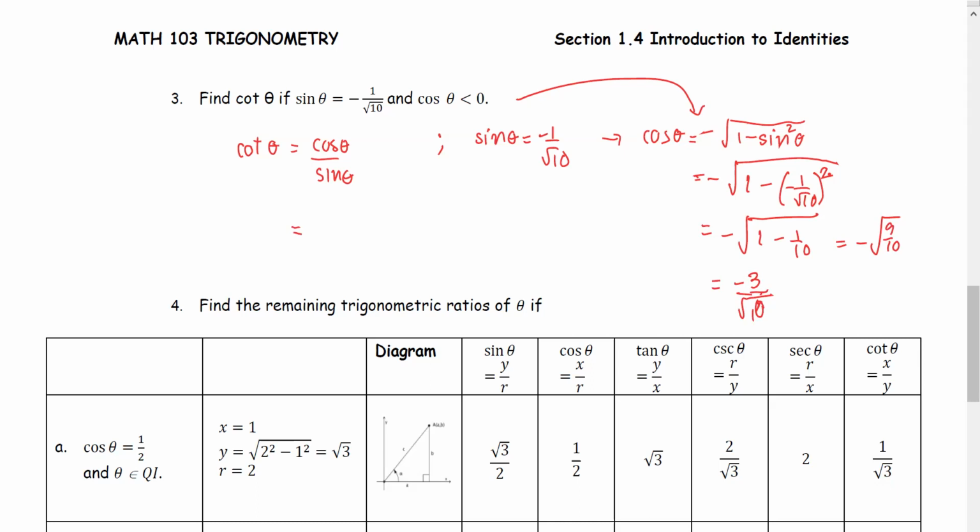The cosine theta is negative 3 over square root 10 divided by the sine theta, or negative 1 over square root 10. Again, we write it as negative 3 over square root 10 multiplied by the reciprocal of the denominator, or negative square root 10 over 1. Simplify the number, and we get positive 3 as the cotangent value.